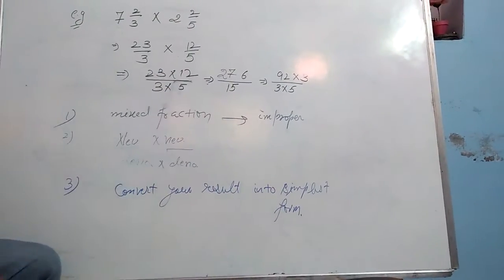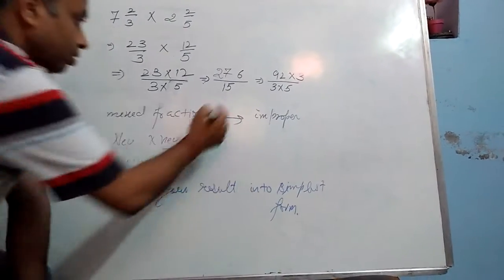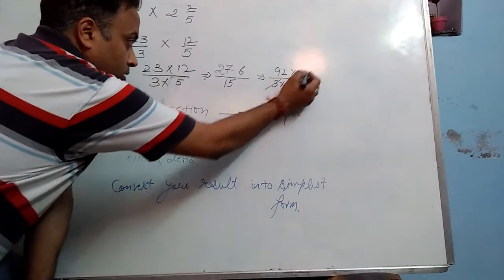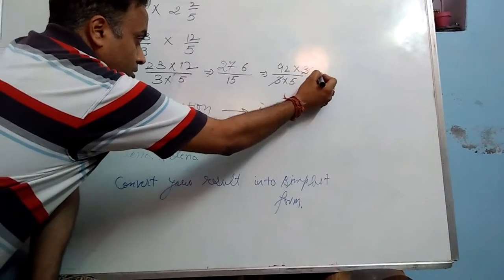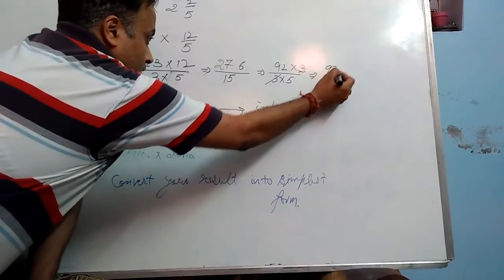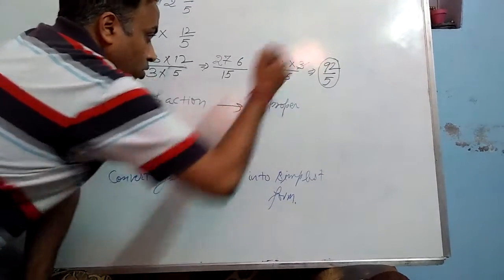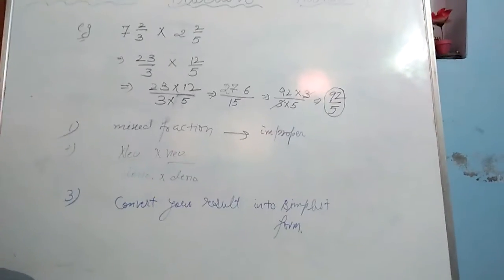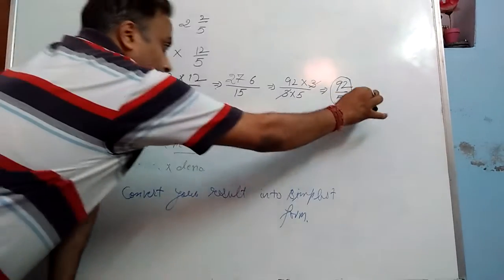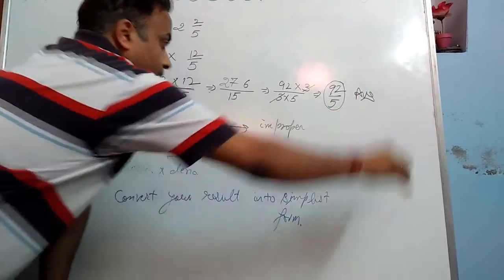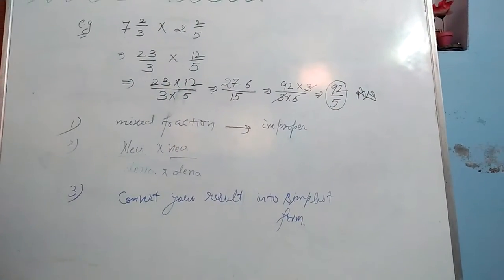Now these two numbers have 3 as a common factor, so these two common factors are cancelled out, and my final result is 92 upon 5. This is the lowest form, and this lowest form or the simplest form is my answer.